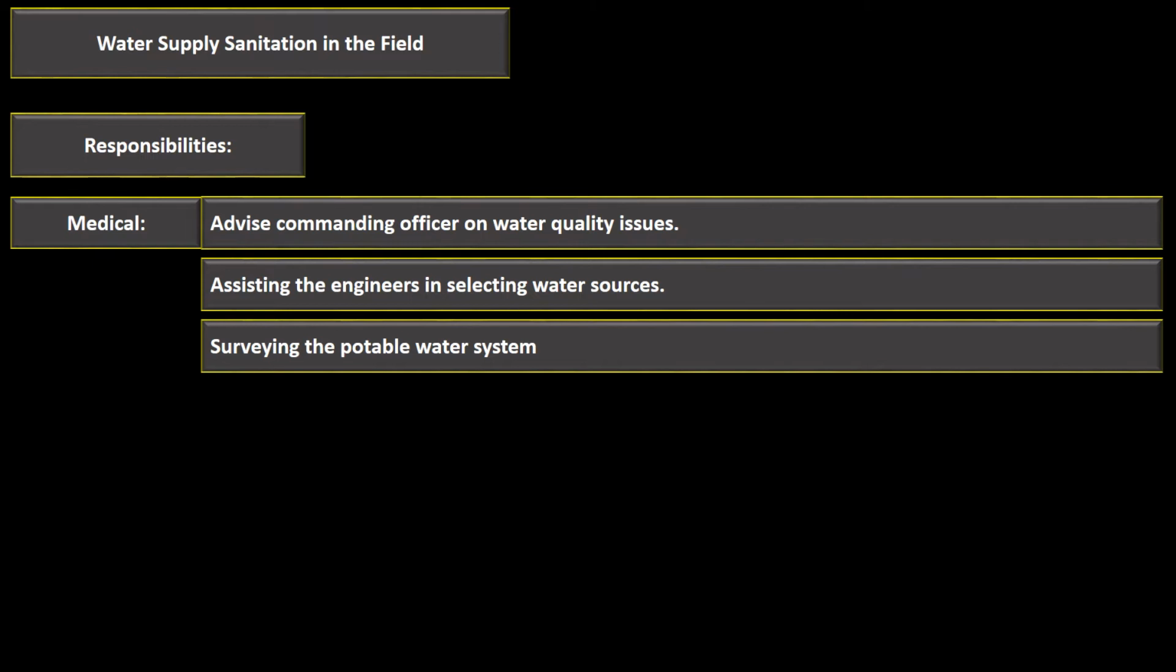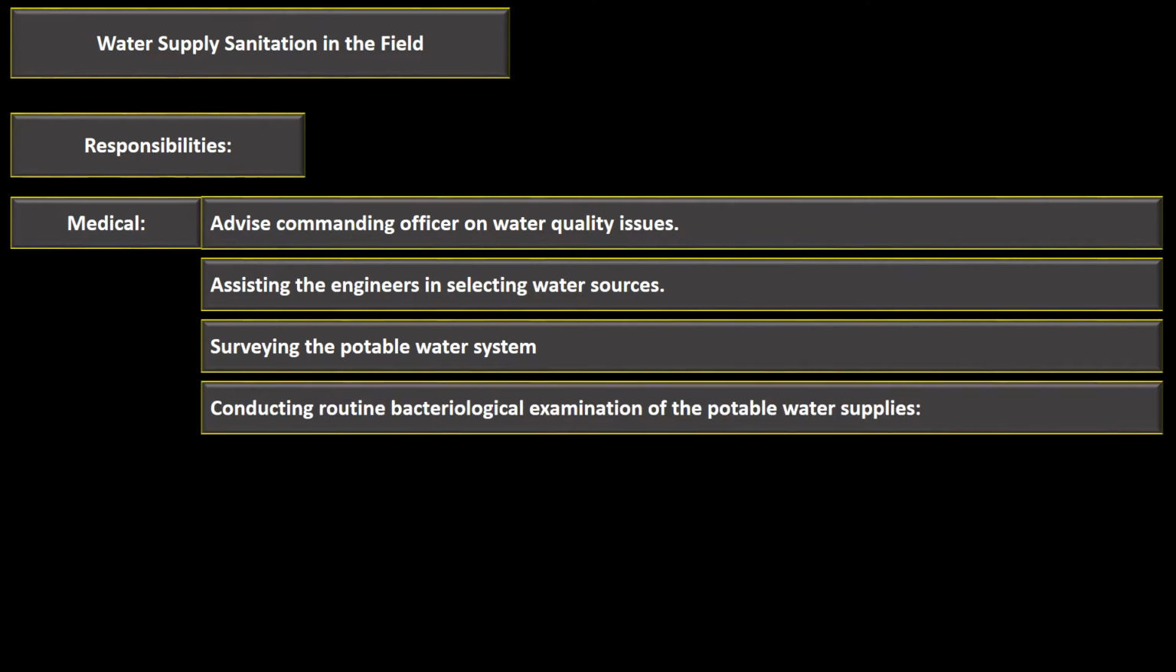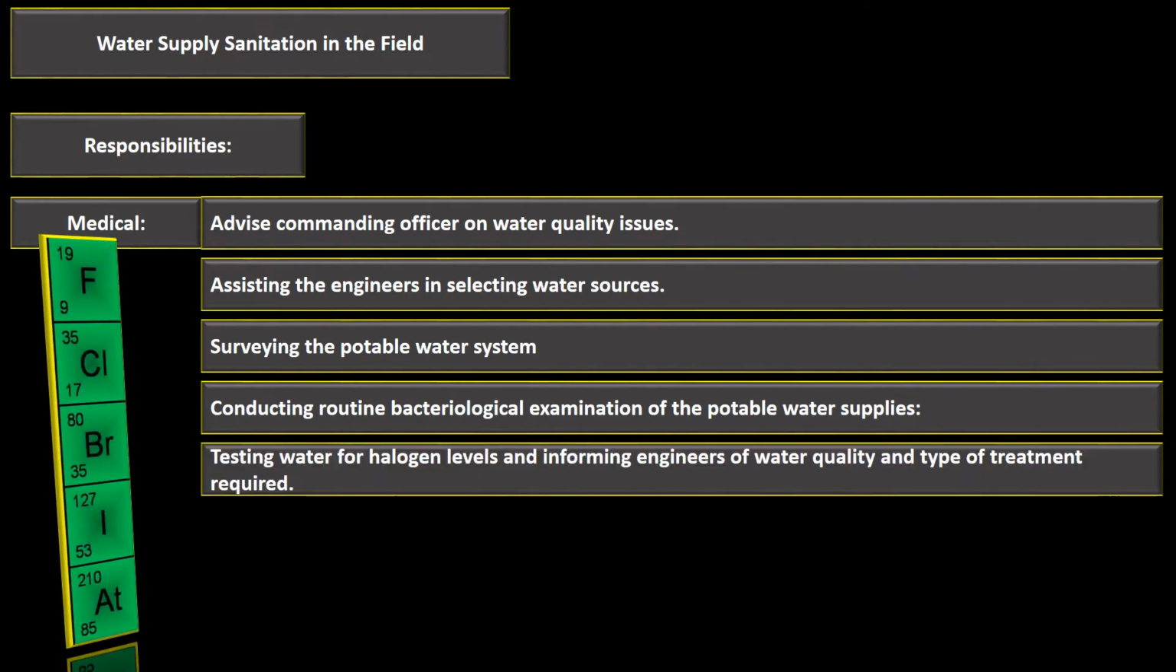And one of the ways we're going to test it is we're going to routinely conduct bacteriological examinations of the potable water supplies, and we'll get into that in this presentation. And we're also going to be testing for the halogen levels and informing the engineers of water quality and the type of treatment required.